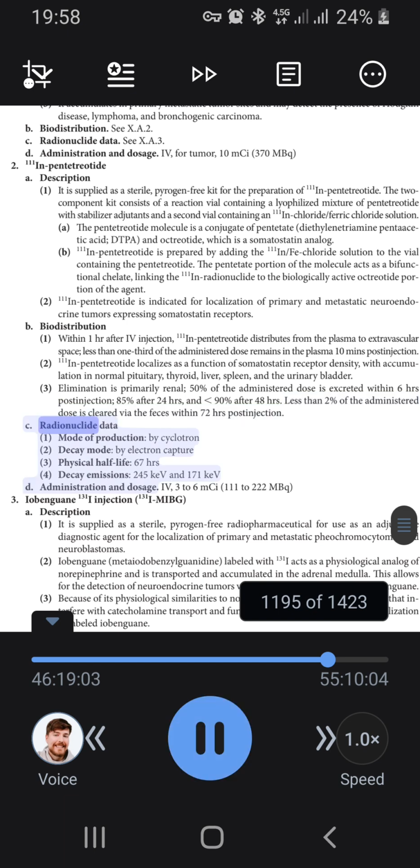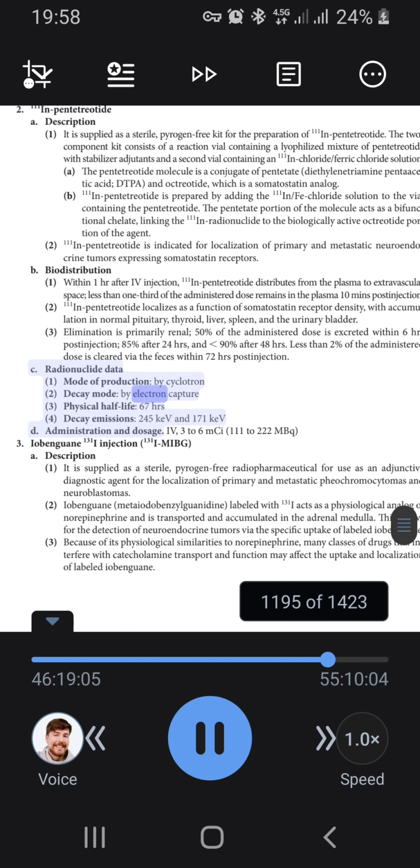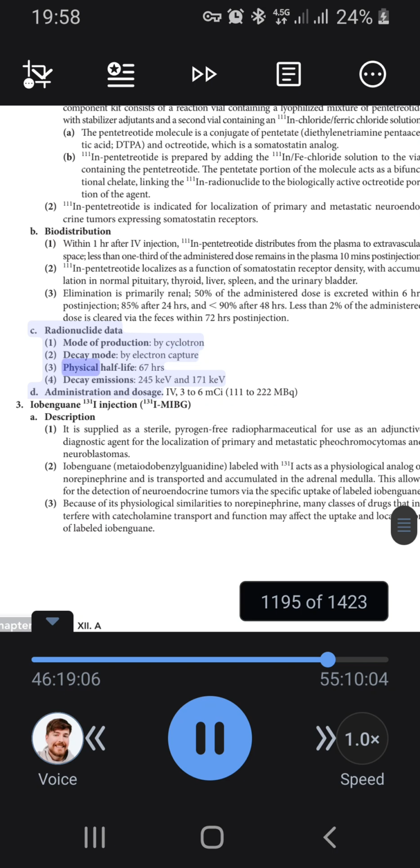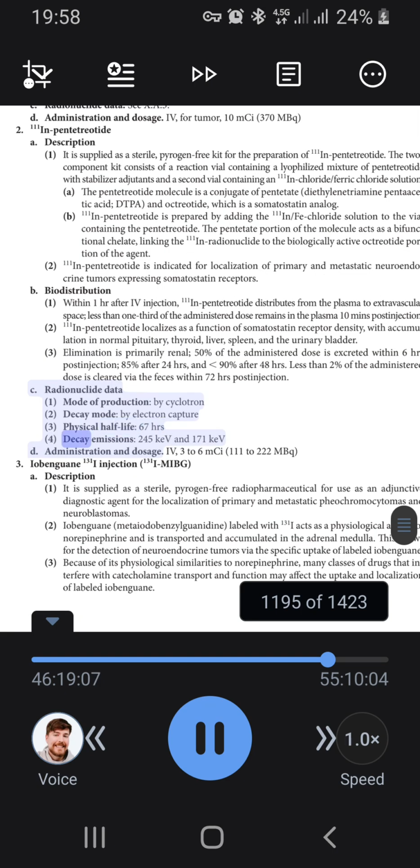C. Radionuclide data. 1. Mode of production: cyclotron. 2. Decay mode: electron capture. 3. Half-life: 67 hours. 4. Decay emissions: 245 keV and 171 keV. D. Administration and dosage. IV, 3 to 6 mCi, 111 to 222 MBq.